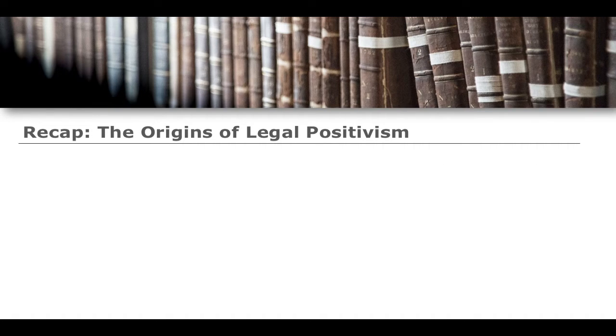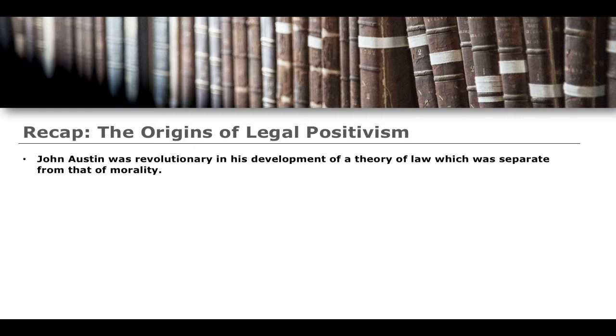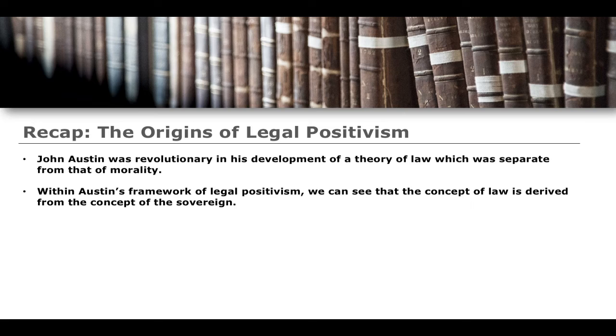So, as a general recap, legal positivism originates from some of the revolutionary works and theories of law from people such as John Austin and Jeremy Bentham. John Austin was a revolutionary in his development. He believed that you can develop a theory of law which was separate to that of morality. There was a separation between law and morality in this way. And within this Austinian framework, the concept of law is not derived out of morality. Instead, the concept of law is derived out of the sovereign.